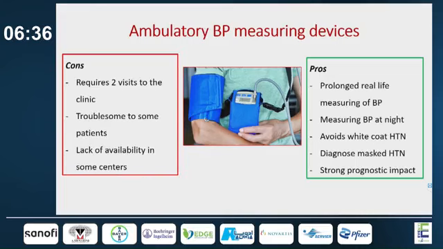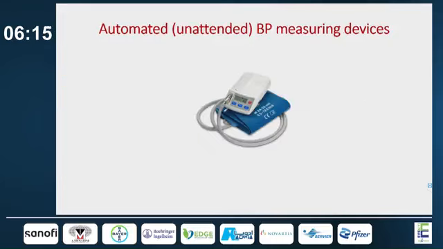But the problem with the ambulatory devices is, of course, the cost. It's not available in many centers. It requires two visits to the clinic, one to put the machine on the patient, and the next visit to remove the machine and upload the data. And the inflation of the cuff during the night may be troublesome to some patients.